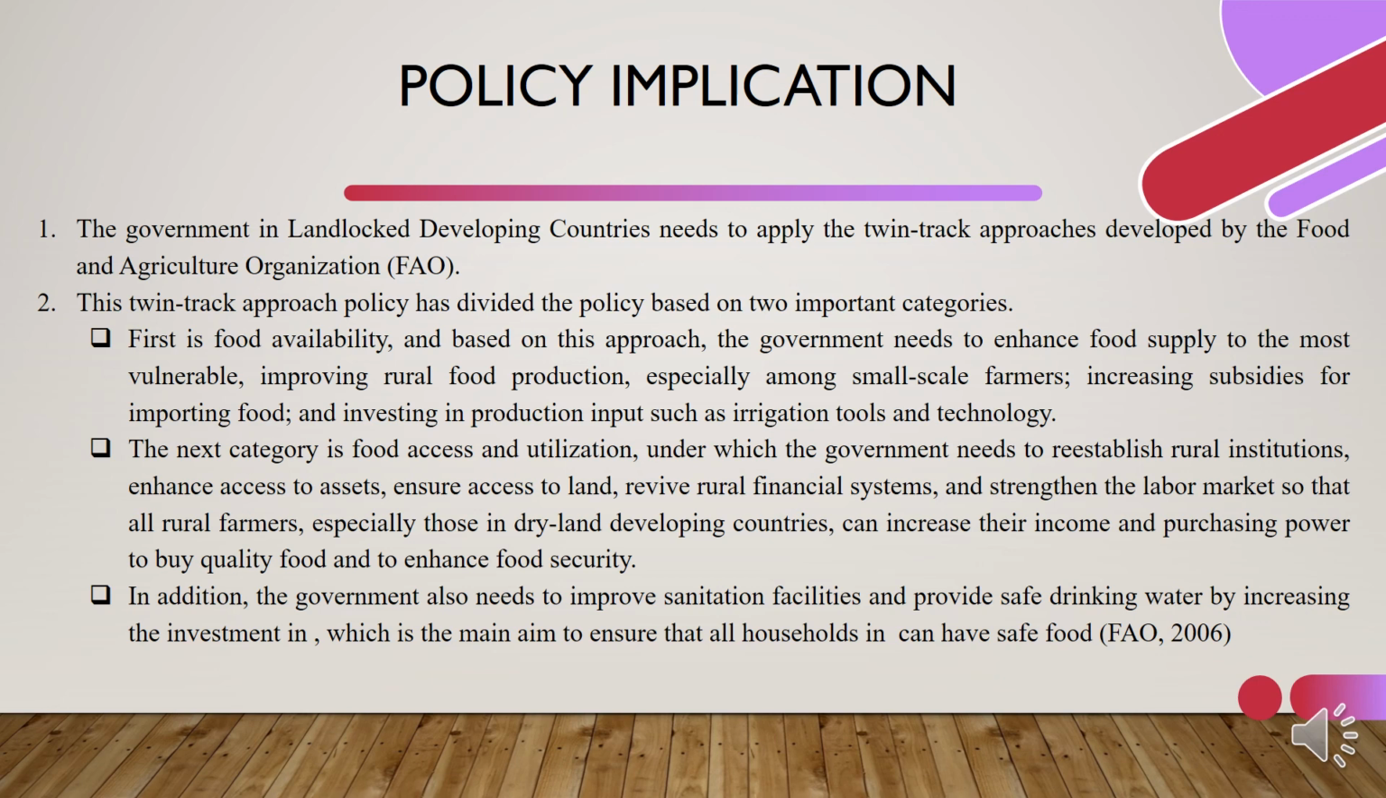In addition, the government also needs to improve sanitation facilities and provide safe drinking water by increasing investment in this infrastructure, with the main aim of ensuring that all households can have safe food. All of this twin track approach is from FAO 2006.